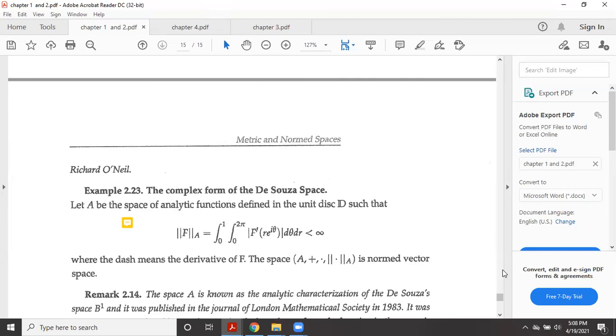So prove that the spaces are normed vector spaces. So first you need to prove that the given spaces are vector spaces. Then the norm defined on those vector spaces satisfies the properties of norms as well.